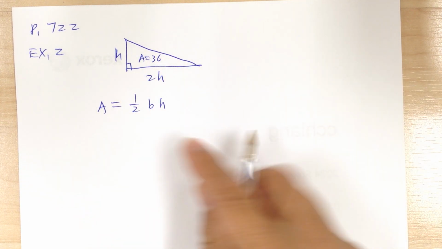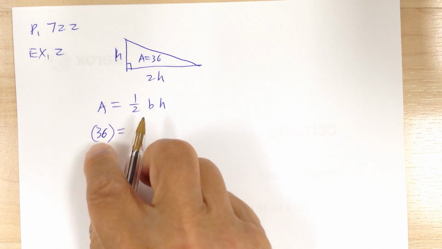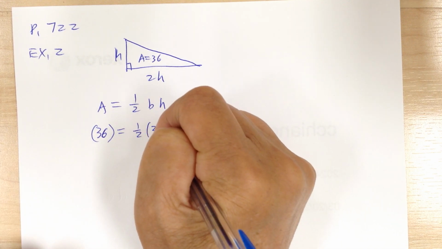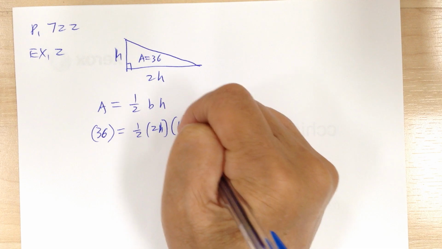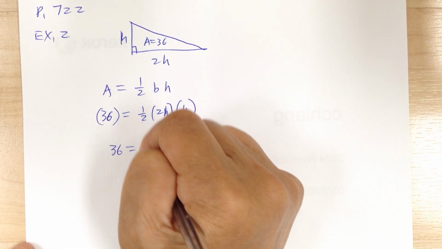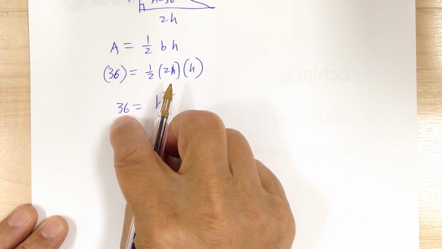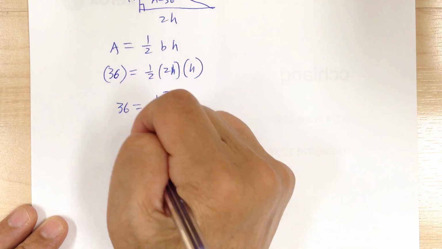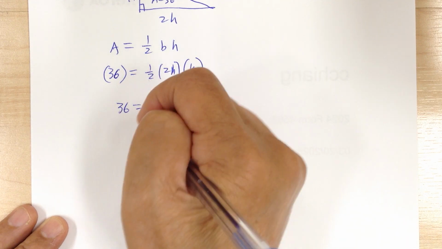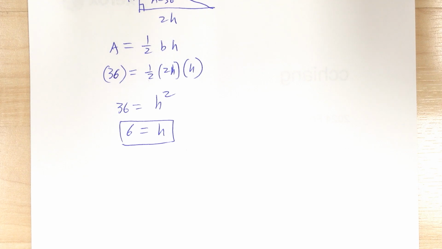Then after you substitute everything, so area is 36, and whatever you substitute, put in parentheses, that way you know that's what you substituted. So it'll be 1/2, the base is 2H, and the height is H. Notice the 2 and 2 cancel out, so you get 36 equals H squared. You take the square root. When you take the square root, you get plus or minus 6, right? But because this is a physical object, it cannot be a negative measurement. So just use the positive, so H equals 6, and that's it.